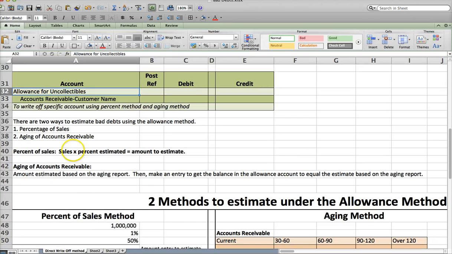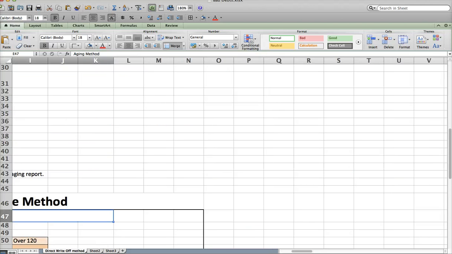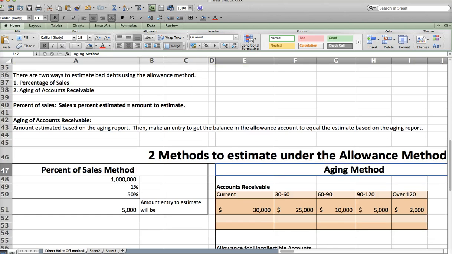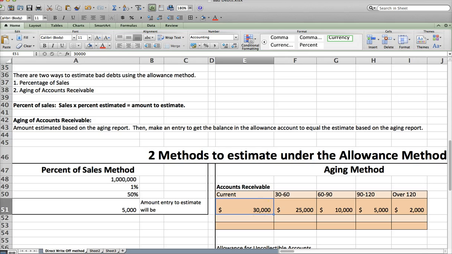Okay, so we can either do that method, which is going to be the percent of sales method, or the aging method. So let's look at an aging report. An aging report is a very useful report to people. So what they're going to have is they're going to see that they have in accounts receivable, so this is the accounts receivable account, $30,000 worth of current, meaning that these customers' bills are not yet due.